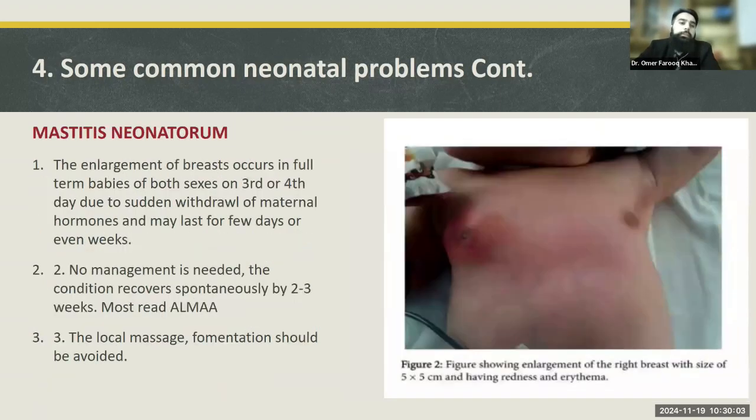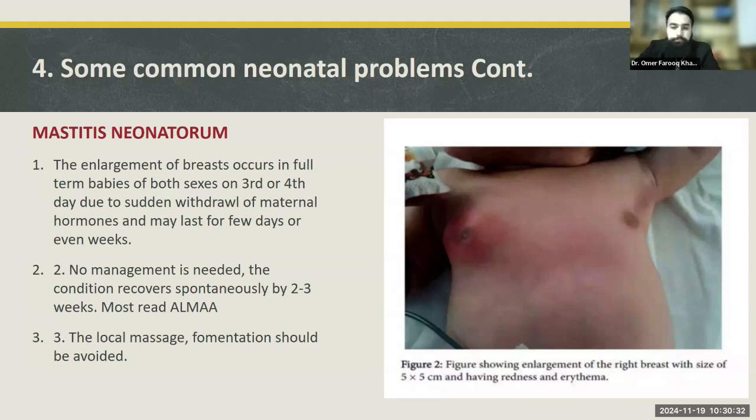Then there is a condition called mastitis neonatorum. The enlargement of breasts occurs in full-term babies of both sexes on the third or fourth day due to sudden withdrawal of maternal hormones, and may last for a few days or even weeks. No management is needed. The condition recovers spontaneously by 2 to 3 weeks. Local massage and fomentation should be avoided. So this is not a life-threatening condition. This is not some condition which needs treatment.